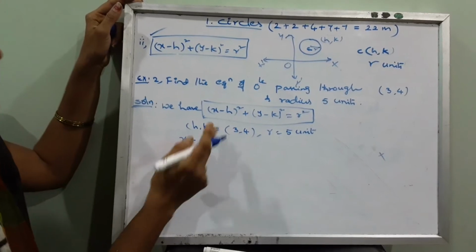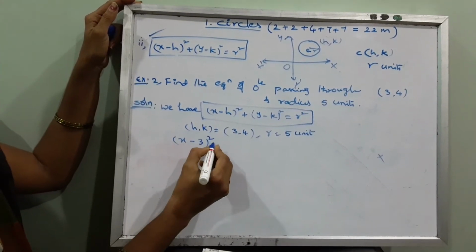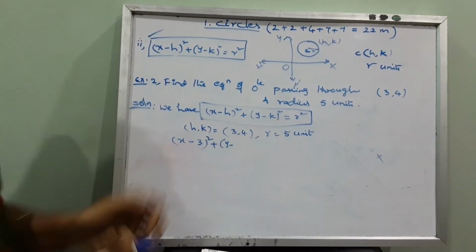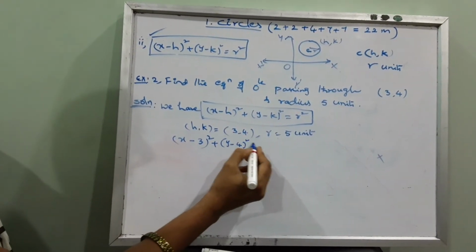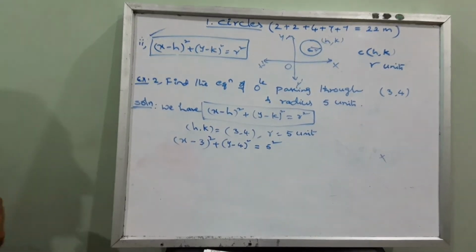Now x minus h, replace h by 3 here: x minus 3 whole square plus y minus, here put k is equal to 4, y minus 4 whole square is equal to r square. r is nothing but 5 square.